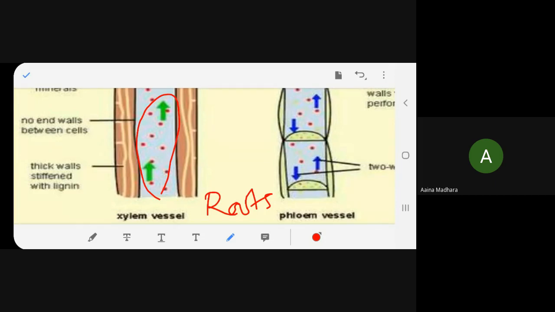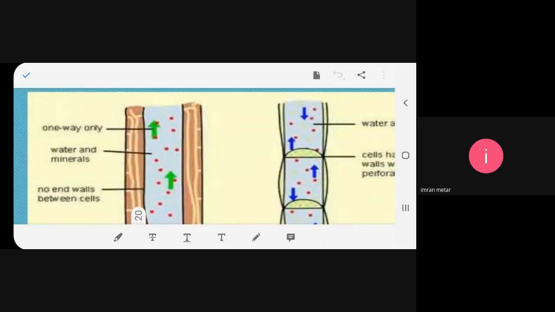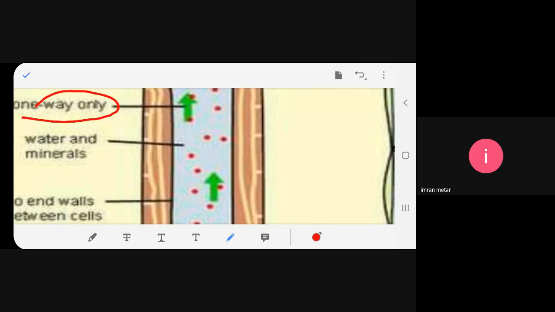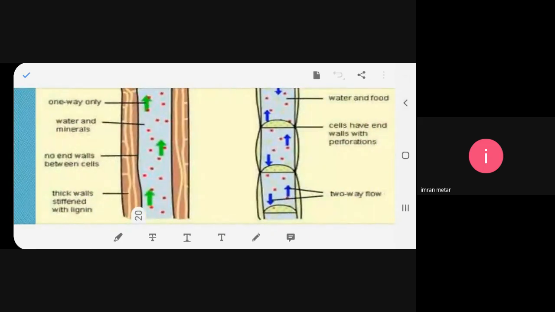It is not coming down. Remember that. It is only going up. See, one way. What is written, beta? One way only. And with water, what is coming inside, beta? Water and mineral. Very good. So you understood now nicely? All of you, beta? So how easy it is, isn't it? It's very easy.